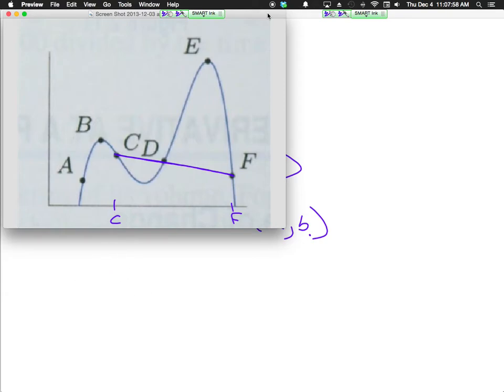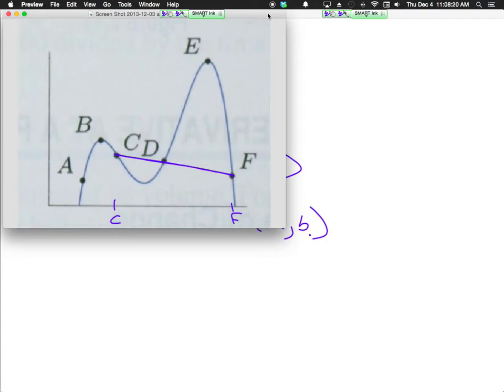So what does that mean? What does the mean value theorem tell me has to happen somewhere in between C and F? There has to be an IROC. And how do we graphically represent an IROC? A point. What type of slope? A tangent line slope.